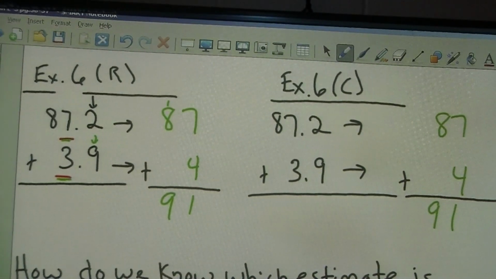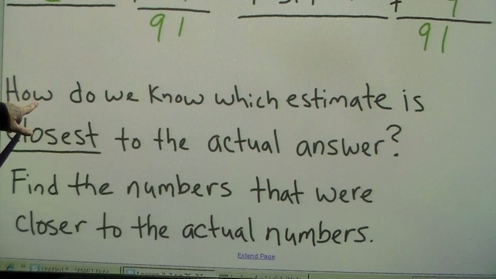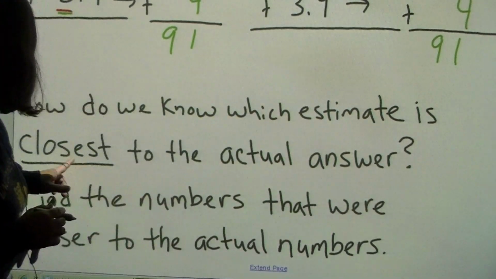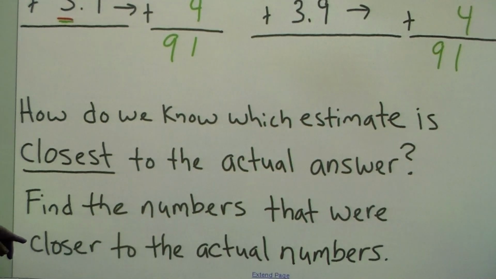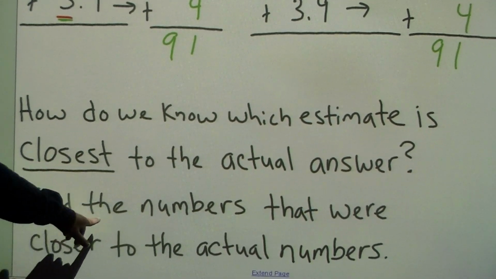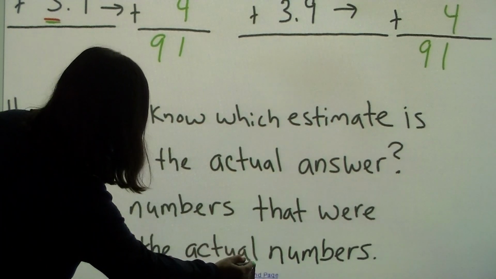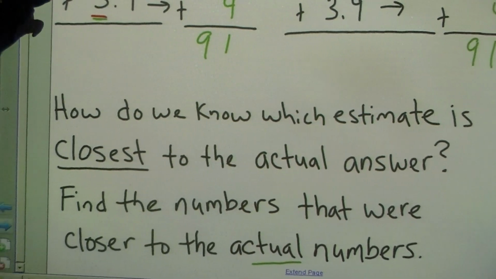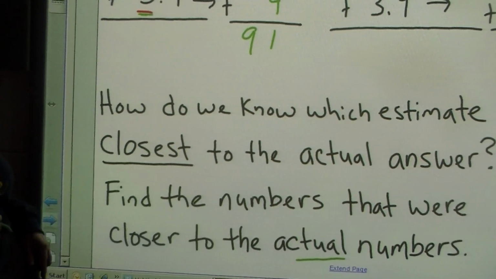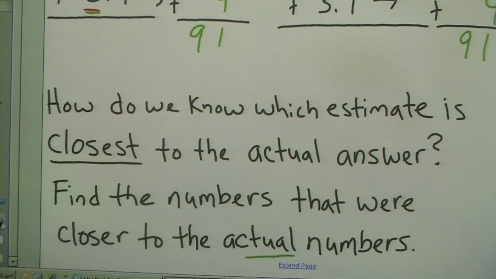Okay, I have a question down here, and this was similar to our explain it in your textbook, about how do we know which estimate is closest to the actual answer. Okay? How do you find that? Well, you find that by the numbers that were closer to the actual numbers. So you look back and see which ones are closer to your original numbers. Okay, good job, 5th grade. If you have a question about that, write that down.